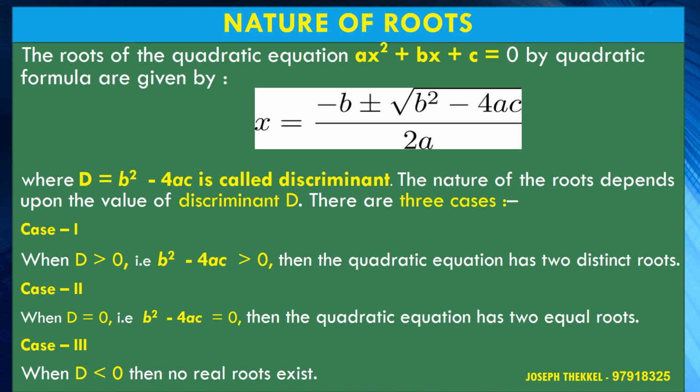There are three cases. Case 1, when D greater than 0, that is b squared minus 4ac greater than 0, then the quadratic equation has two distinct roots. Case 2, when D equal to 0, that is b squared minus 4ac equal to 0, then the quadratic equation has two equal roots. Case 3, when D less than 0, then no real roots exist.